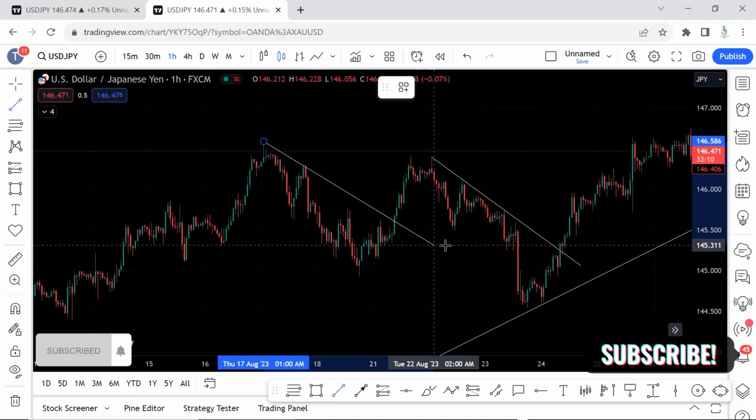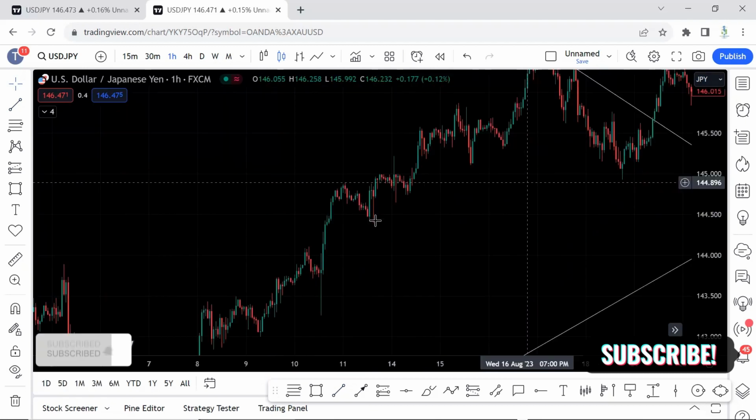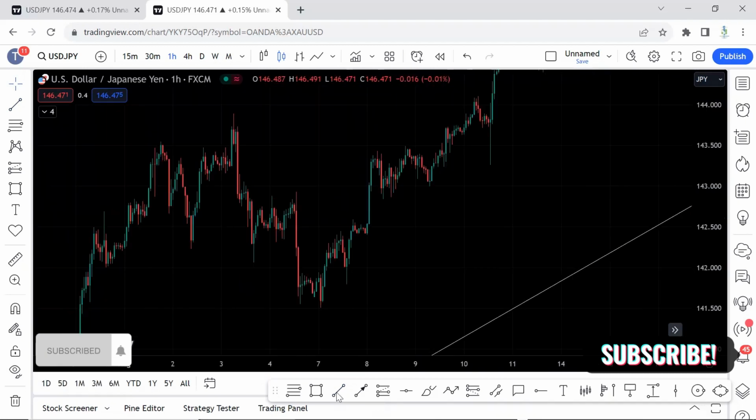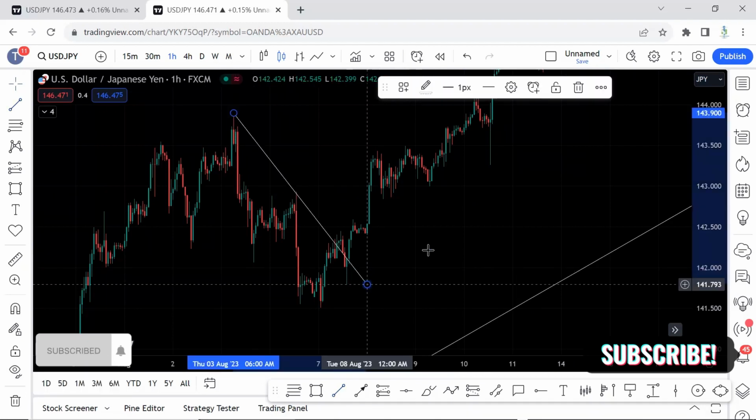You can see counter trend lines here. There are counter trend lines everywhere. You can see here also. These are called counter trend lines. You know the trend here is an uptrend. Any trend that is against the current trend, you can draw a trend that is against the current trend.